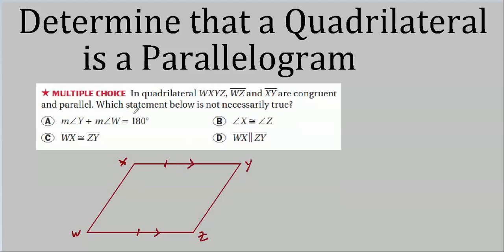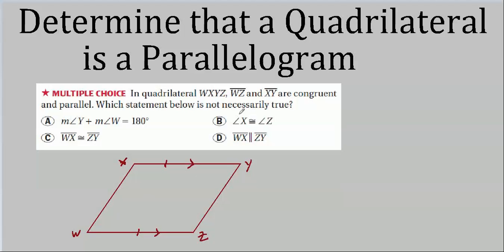So, what would be true here? See, angle y plus angle w equals 180. Well, adjacent angles, or consecutive angles, are supplementary. Opposite angles aren't. Opposite angles are congruent, but they could be any particular value, so we can't really say anything about what they would add up to. Well, it looks to me like A is the bad one.